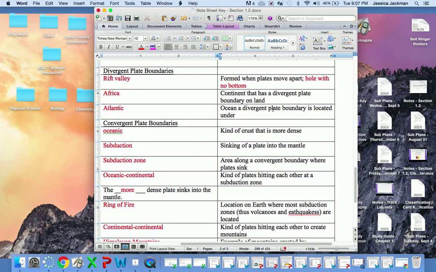Africa is the continent that has a divergent plate boundary on the land, and you can see that in those pictures that it showed you in your reading. The Atlantic Ocean is the ocean a divergent plate boundary is located underneath.